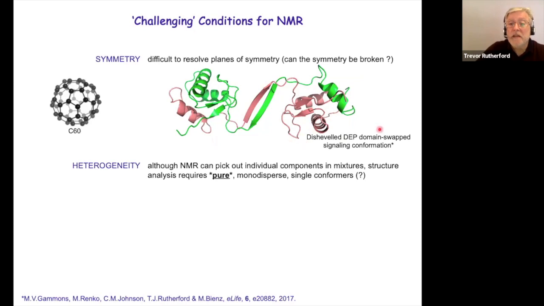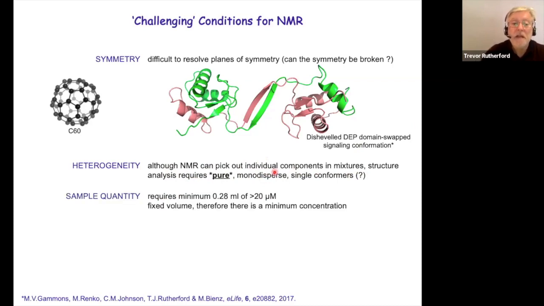NMR suffers a bit if you have heterogeneity. We start to get too many signals and it complicates the process. So in preference, if we can, we are looking for extremely pure, monodisperse and preferably single conformers if we can. Monodisperse, it can be dimeric or trimeric, but as long as it's not a mixture of the monomer, dimer, trimer, we're much more happy as to the detail we can pull out in this.